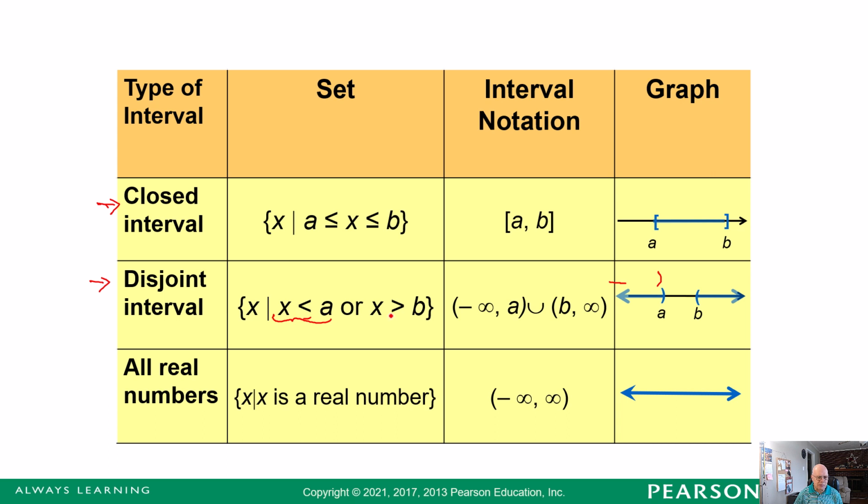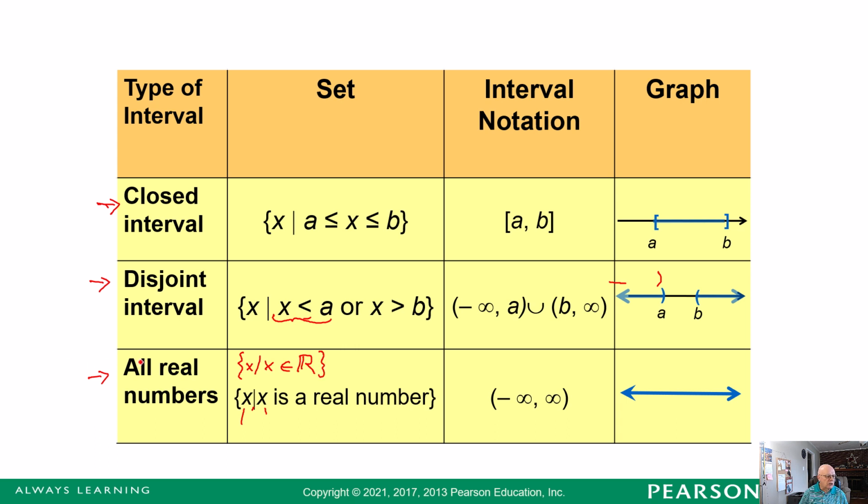And the other one says pretty much the opposite. Start at b or to the right of b and keep going. And there you go. The parenthesis says b is not included, but everything to the right is included. And third, all real numbers. This is written as the set of all x such that x is a real number. Another way of writing this might be the set of all x such that x is an element of the real number set.